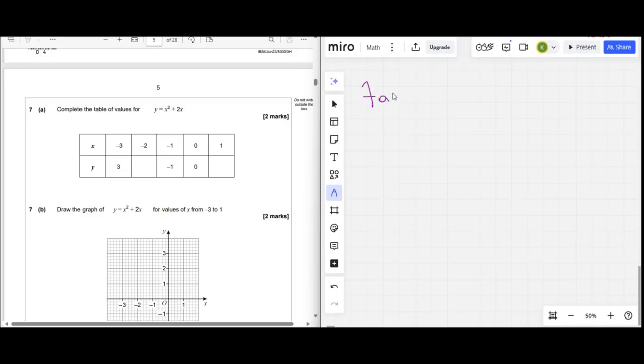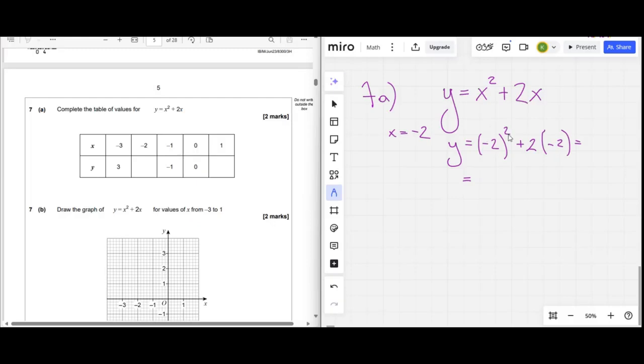Seven A. Complete the table values for equation y equals x squared plus 2x. And we have values of x and y. And first we have x equals -2. And let's put that -2 into the formula for y. So instead of x, I'm writing -2 squared plus 2x, and I'm using brackets because of that negative sign.